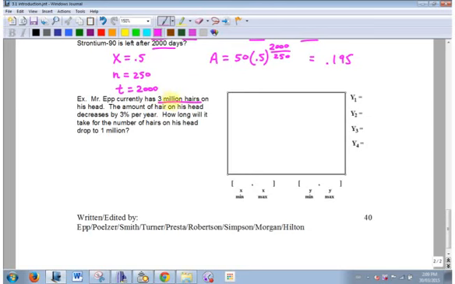But anyway, he started with 3 million. His hair decreases by 3% per year. Okay? How long will it take before he gets to 1 million? And we got a picture here to graph it. So 3, 2, 1. You don't want to put 3 million in your graphing calculator. Okay? Let's just call that millions and put 3, 2, 1. It starts at 3 million. It's going to decay down to 1 million. I want to know how long that takes.